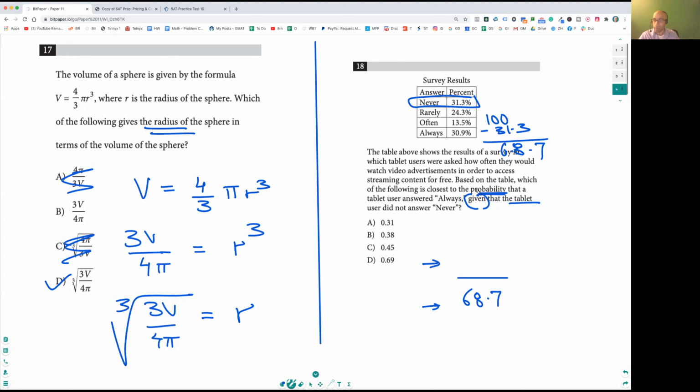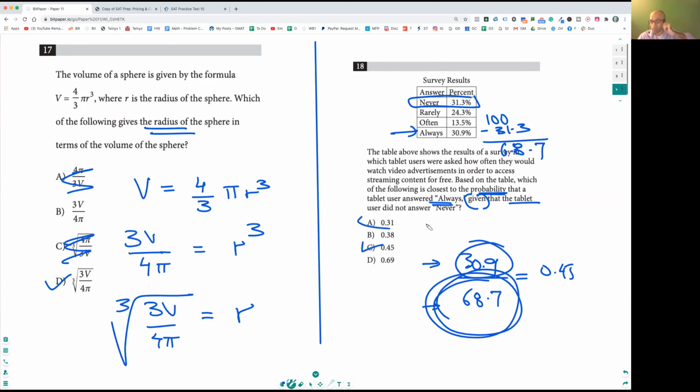And in the numerator is the probability that they answered always, which is 30.9. Now clearly you can see what's going on over here, right? So you get an answer which is roughly 0.45, and this is the answer. Remember, guys, this part is so easy. This is the one which confuses people, and that's why you might have gotten A or some other answer.